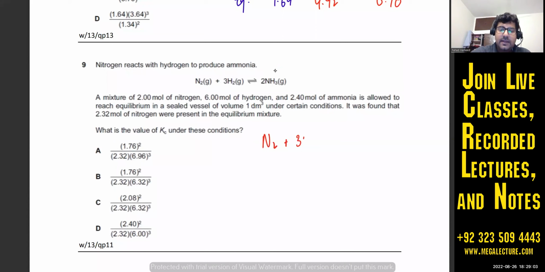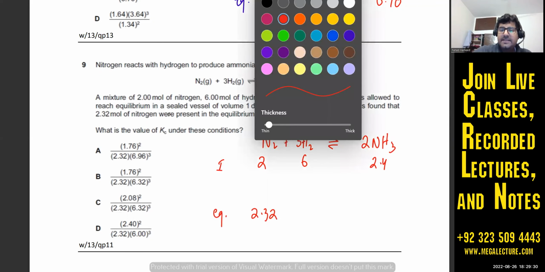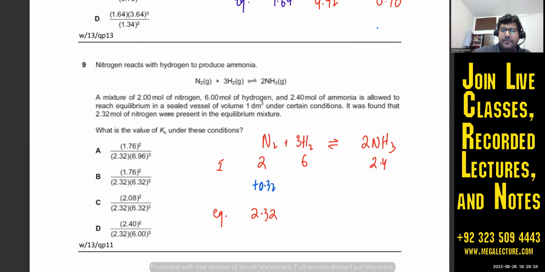It's N2 plus 3H2 and in equilibrium with 2NH3. ठीक है, this is exactly the same except you've got different moles. So initial is 2 moles of this, 6 moles of hydrogen and 2.4 moles of ammonia. That's initial. Equilibrium जो है ना, it was found that 2.32 moles of nitrogen were present. So 2.32, अब फिर से ज्यादा हो गए. So that means an extra 0.32 got produced. So if 1 got produced, 3 of these will get produced. So this will be an extra 0.96 will be produced. 3 times ज़्यादा, 1:3. And if one gets produced, 2 of these will react. So उधर minus 0.64 हो जाएगा.